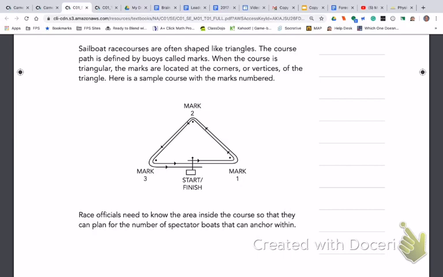Sailboat race courses are often shaped like triangles. The course path is defined by buoys called marks. When the course is triangular, the marks are located at the corners or vertices of the triangle. Here is a sample course with the marks numbered. Race officials need to know the area inside the course so that they can plan for the number of spectator boats that can anchor within.